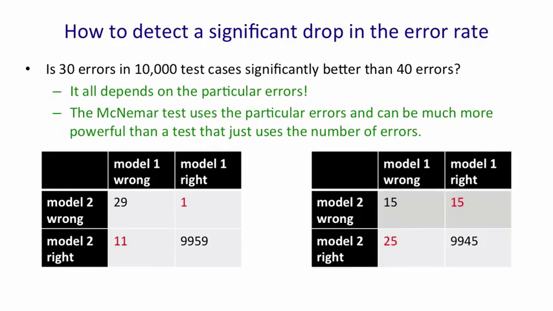By contrast, if you look at this table, again, Model 1 is making 40 errors, and Model 2 is making 30 errors. But now, Model 1 is winning 15 times when Model 2 loses, and Model 2 is winning 25 times when Model 1 loses. That difference is not very significant, so we wouldn't be confident that Model 2 is better than Model 1.